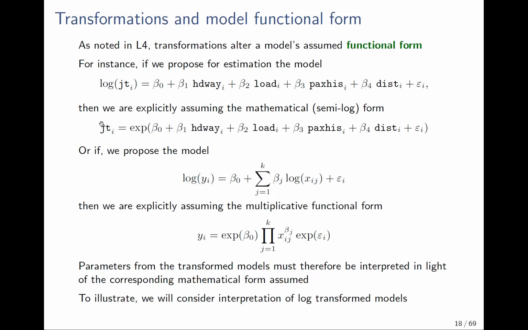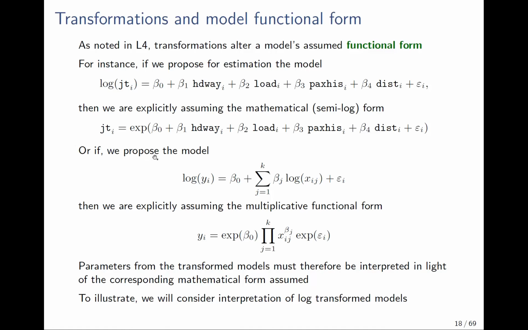We're assuming that the journey time is equal to e to the power of beta naught plus beta 1, and so on. So in other words, we end up with the right-hand side being exponential if we log the journey time. That's the mathematical form we're assuming. That's called a semi-log mathematical form. So journey time equals the exponent of the whole of the right-hand side.